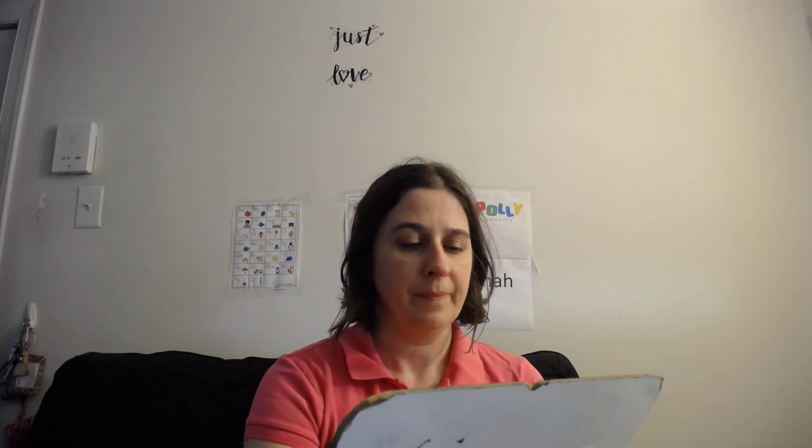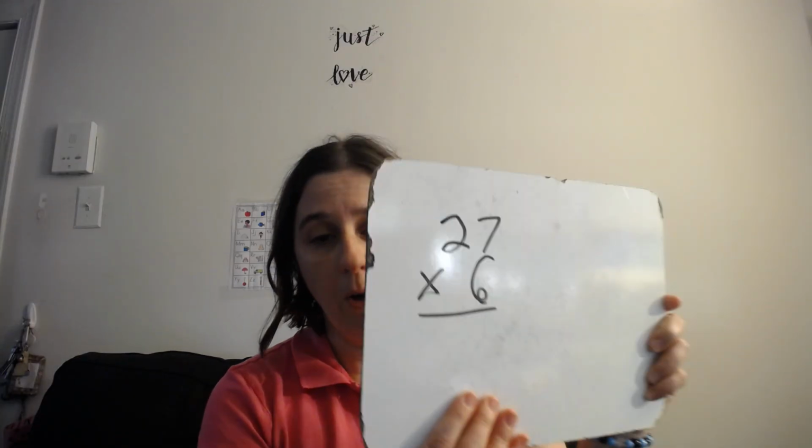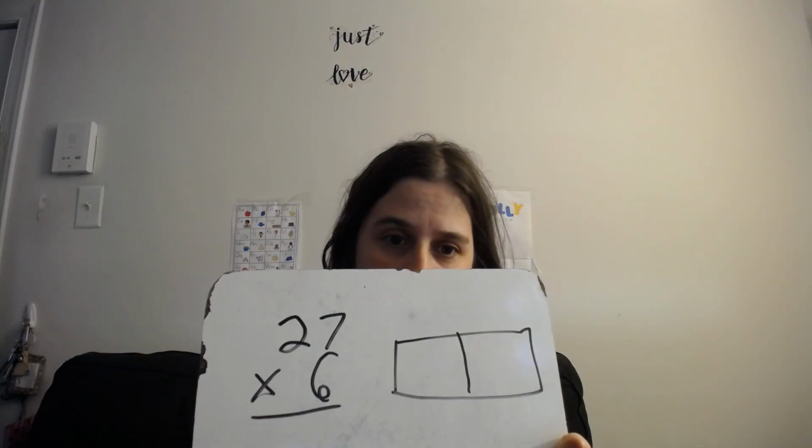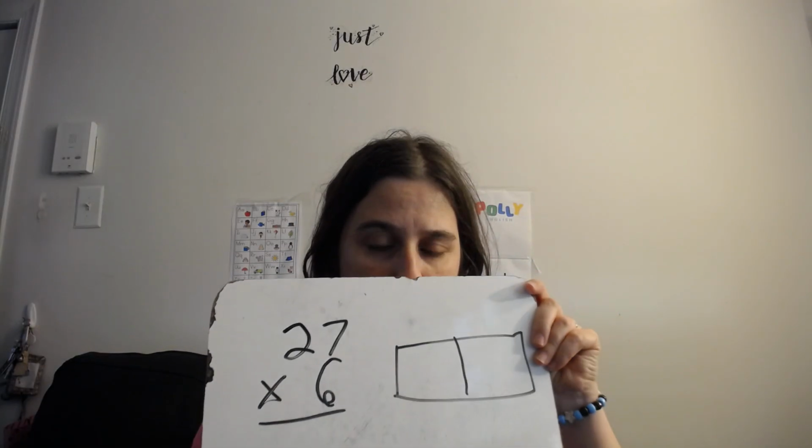Okay, so let's start with a nice, simple two-digit number. I'm going to do 27, and we'll multiply this by 6. So here is our first multiplication fact. I'm going to set up the area model. This is what it looks like before we add the numbers. We're doing a two-digit number, so I put 2 squares in there.